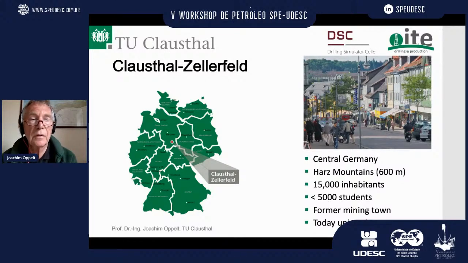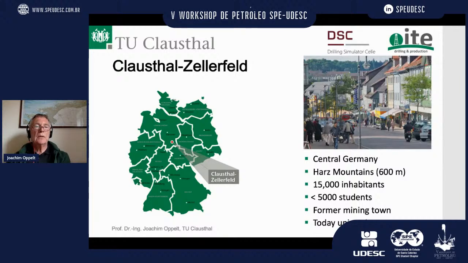On the left side, you see this map of Germany. You will see it, by the way, also in one of the next slides, from north to south. And you see this red dot there. This is really in the center of Germany. The red dot is supposed to be the location of Celle. Above that, you see some white point. That's Hanover.